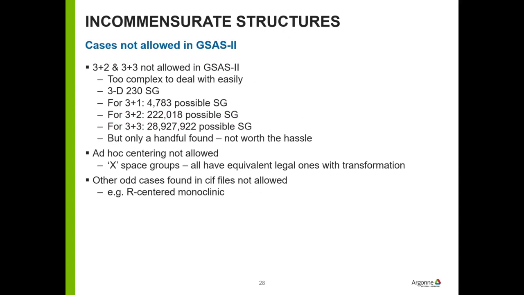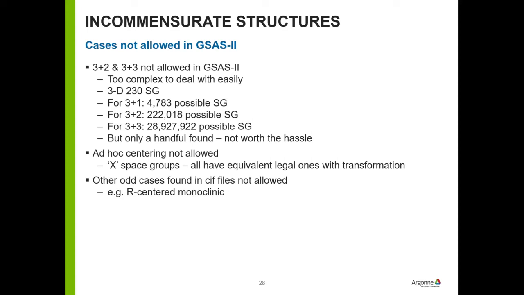Now, how many possibilities are there? Well, you know that for three-dimensional crystallography, there's 230 space groups, okay? For 3 plus 1, there's 4,800 of them. For 3 plus 2, which GSAS II doesn't deal with, there's over 200,000 possible space groups. And for 3 plus 3, there's 28 million of them, or 29 million of them. GSAS II doesn't bother with 3 plus 2 and 3 plus 3, because there simply aren't enough cases. If you really run into one of those, go use JANA. It actually will deal with that situation, and I just don't bother.